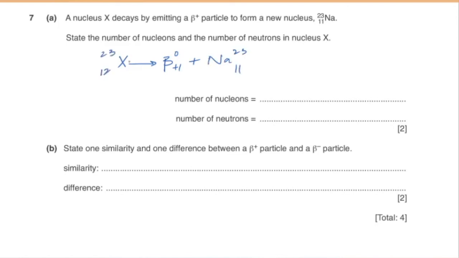The number of nucleons is the mass number, that is 23. And the number of neutrons is going to be the difference between the nucleon number and the proton number, that is 23 minus 12, and that's 11.